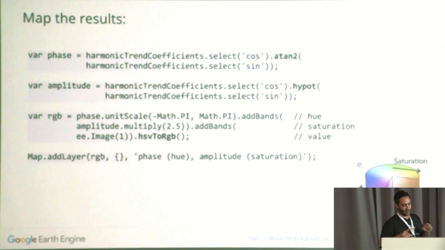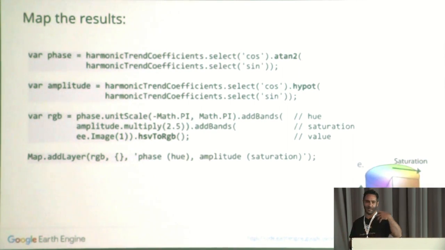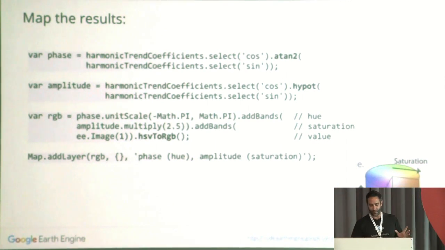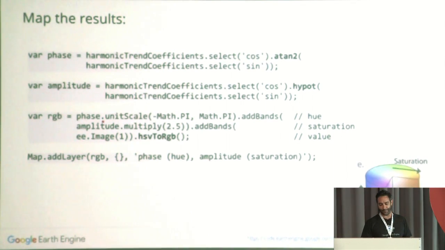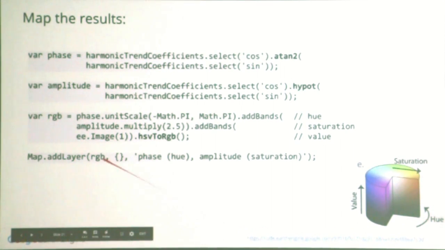There's also an RGB to HSV conversion, which expects RGB between 0 and 1, and what you get out is hue, saturation, value between 0 and 1. So long story short, we have to convert the phase to something between 0 and 1. We can just do that with unit scale. We know from the docs that this is spitting out radians between -pi and pi, so we're going to scale it between those, and that's the hue, or going around the circle, the color. So the color is related to the phase of this model.